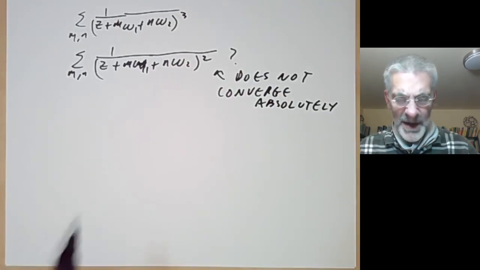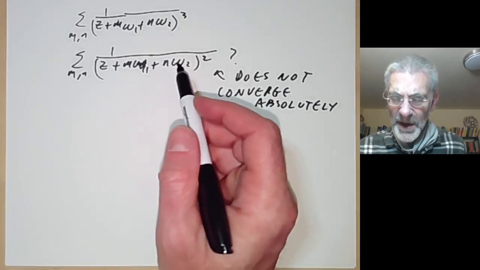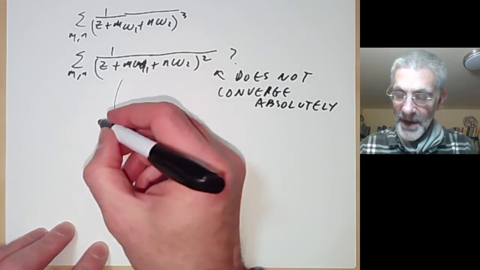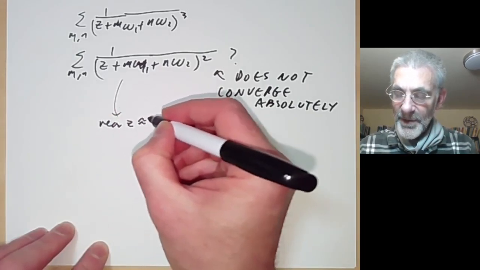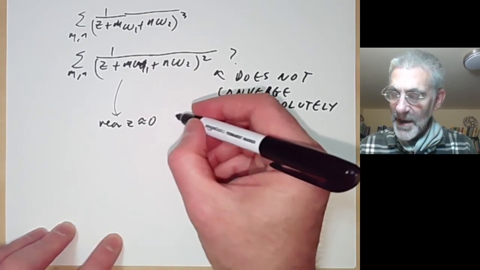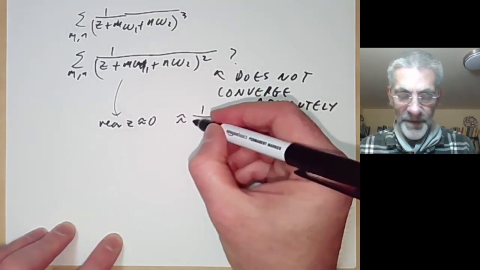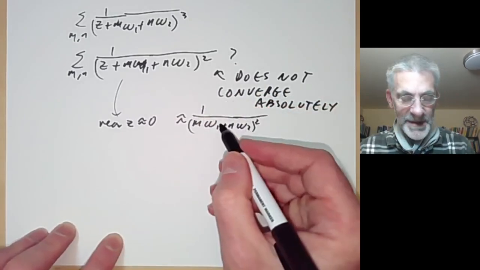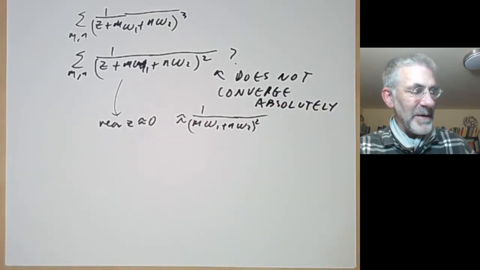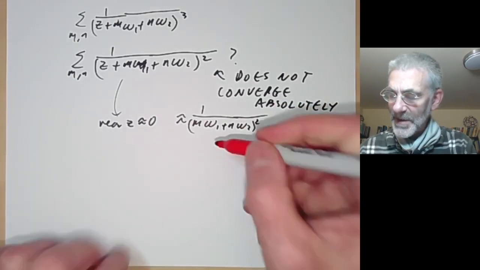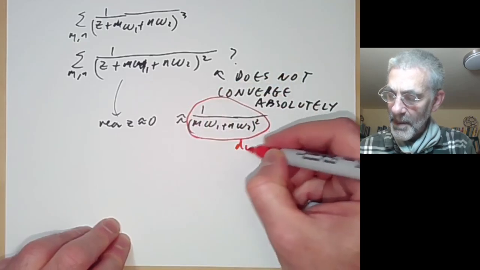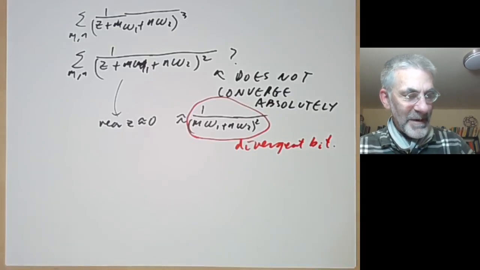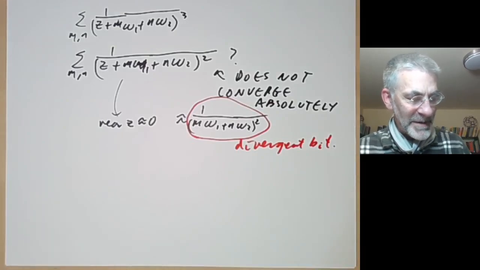Well, it's very close to being convergent. For smallish values of z, this term is approximately 1 over m omega 1 plus n omega 2 squared. And again, it's the sum of these that sort of diverges. So we can say this is the divergent bit. And in order to make the convergence better, we can just subtract the divergent bit.